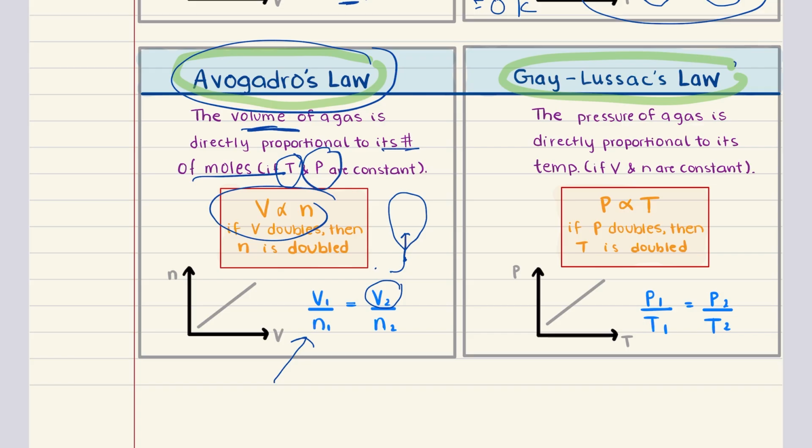Lastly, we have Gay-Lussac's law. This law describes the relationship between pressure and temperature while keeping volume and the number of moles constant.